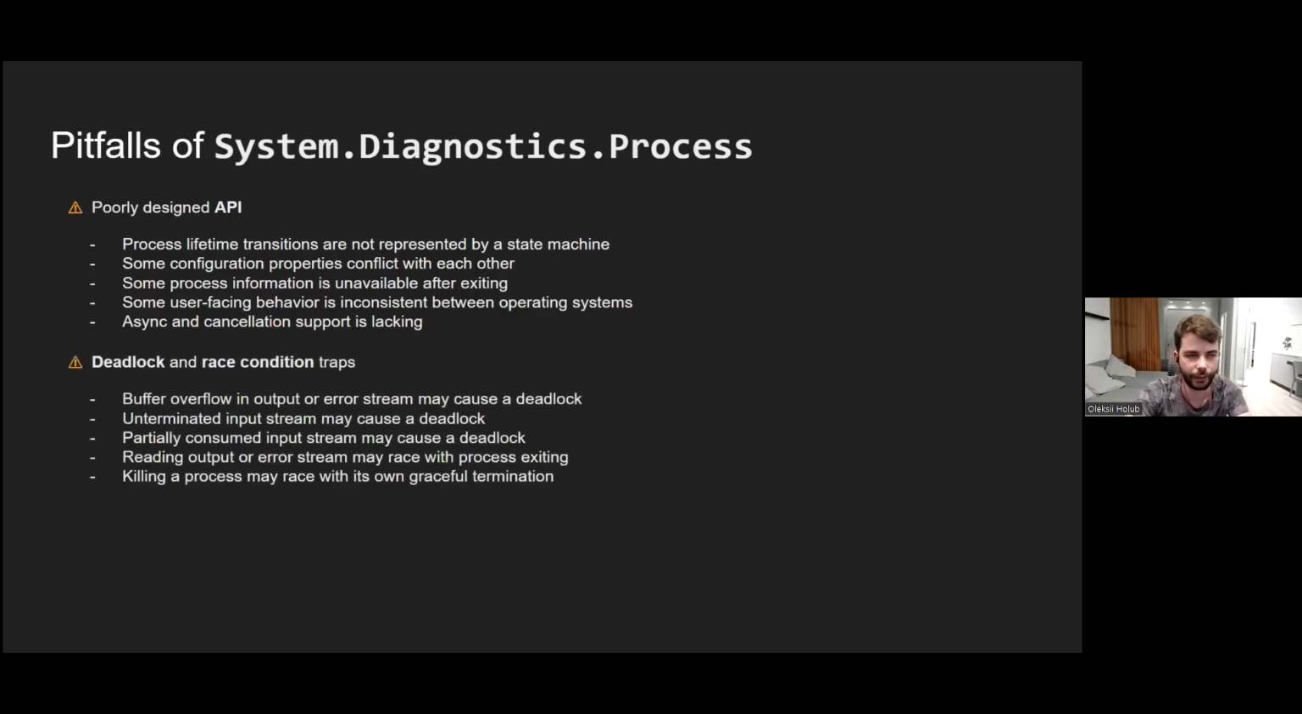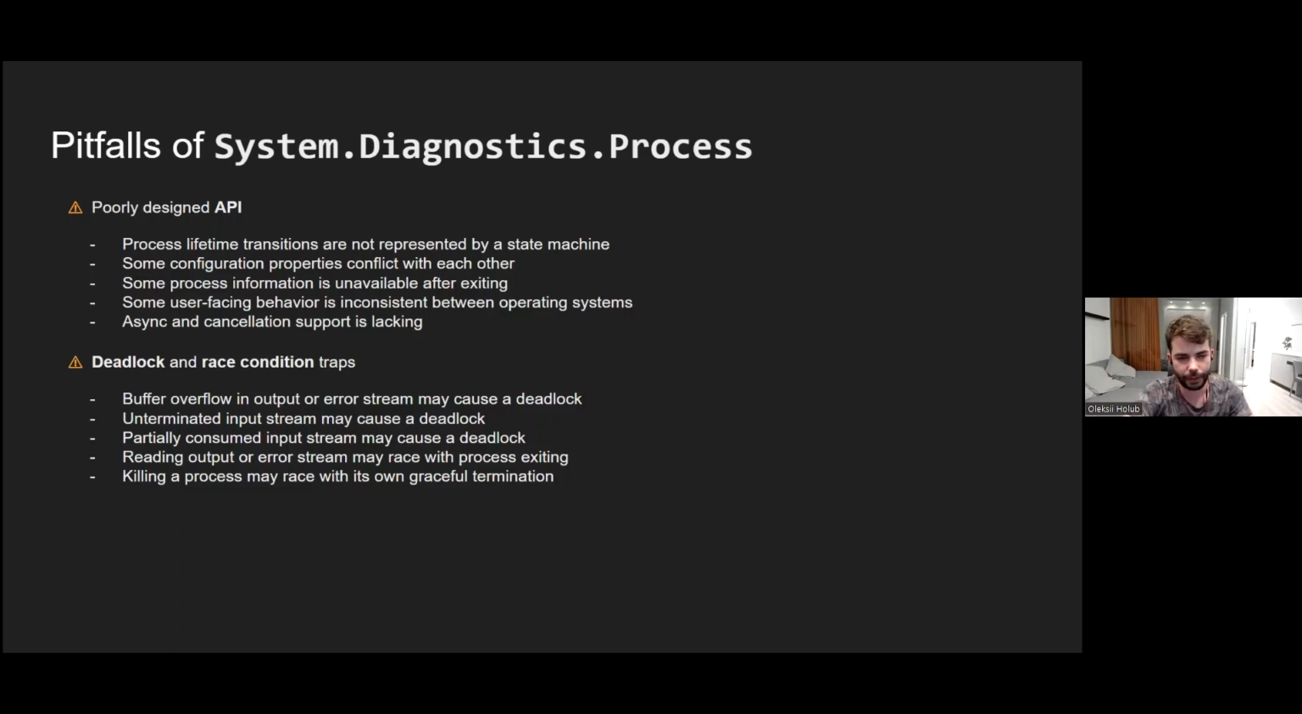Other issues that are not related to the API are the many different deadlock and race condition traps that you may encounter. You may write a program that uses System.Diagnostics.Process that will work perfectly well on your machine, maybe perfectly well with some CLI that you're using at the moment. But then as soon as you test it on some larger output, or maybe on a different operating system, you might encounter a problem where it just freezes and does not let your execution progress further.